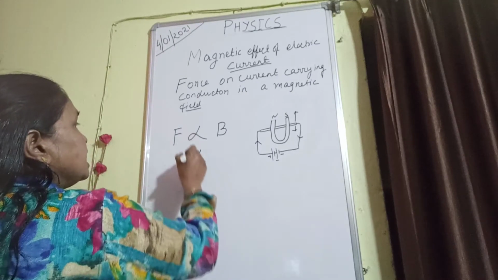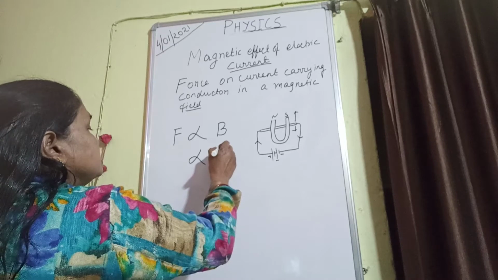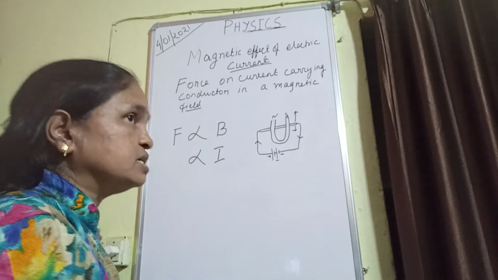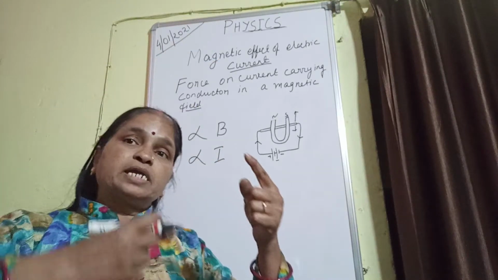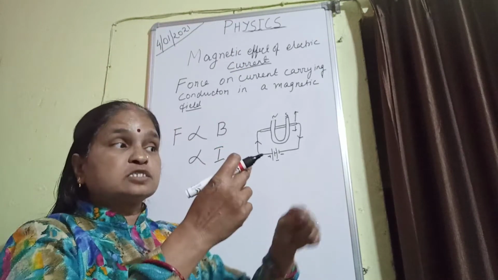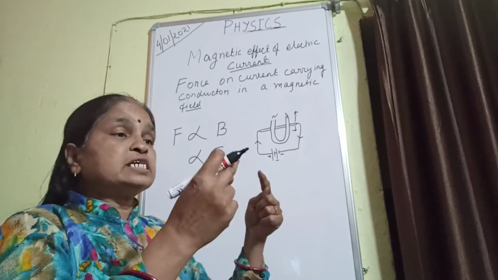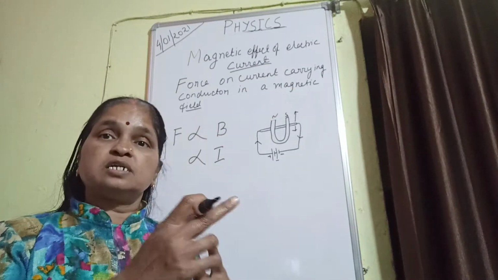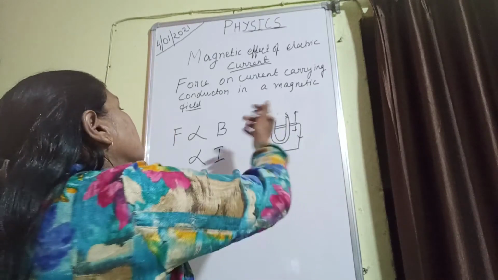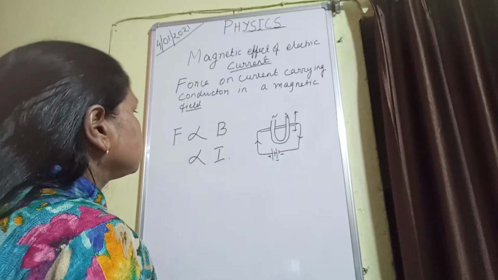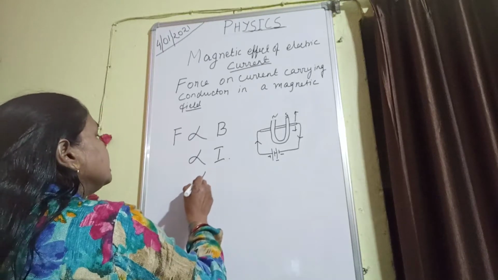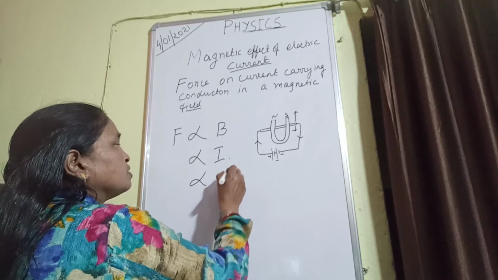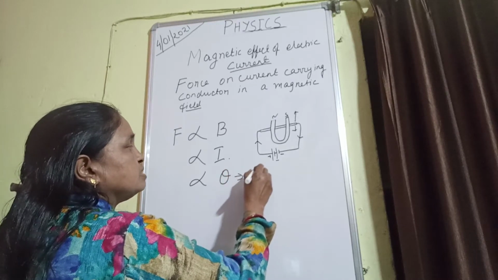Again, force is directly proportional to current. Naturally, if more current passes through the conductor, a stronger magnetic field is produced, and that stronger magnetic field interacts with the magnetic field of this magnet and exerts more force. So, more force is produced. Again, it is directly proportional to theta. What is this theta?